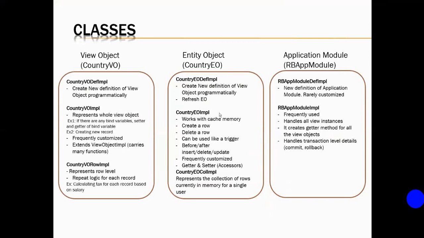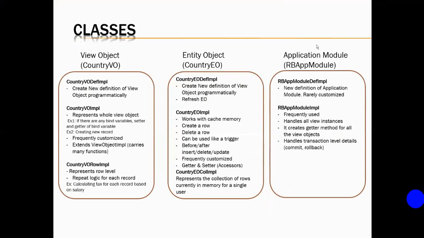Okay. Similarly, in the EVO object, we have something called EVO implementation. Similar to the country VO implementation, we have the entity object implementation. It again works on the complete data set. But for the entity object, we don't have a row implementation like that. We don't have an entity object row implementation, but we have something called collections implementation. I will talk about collections implementation at a later point in time. Maybe it will be confusing if I talk about it now.